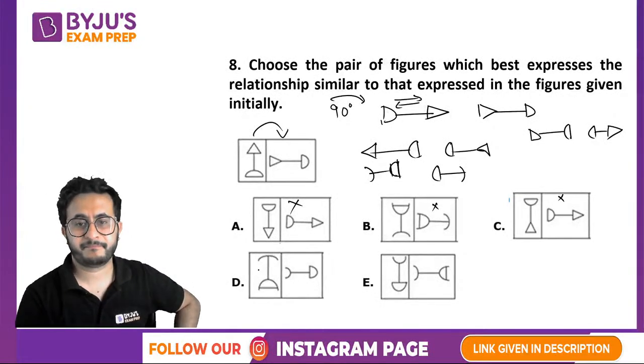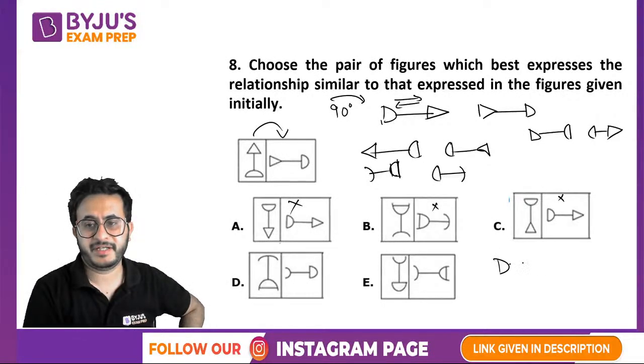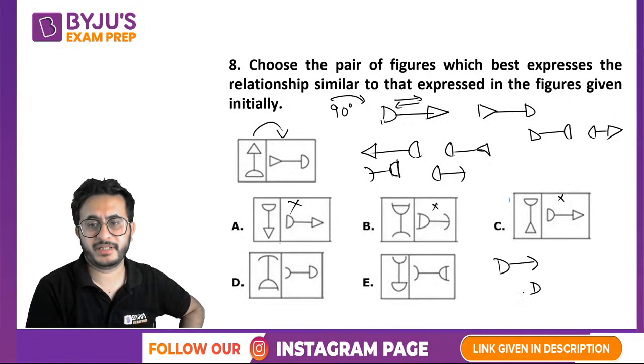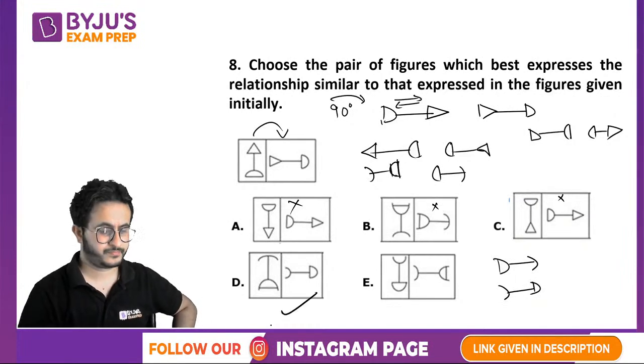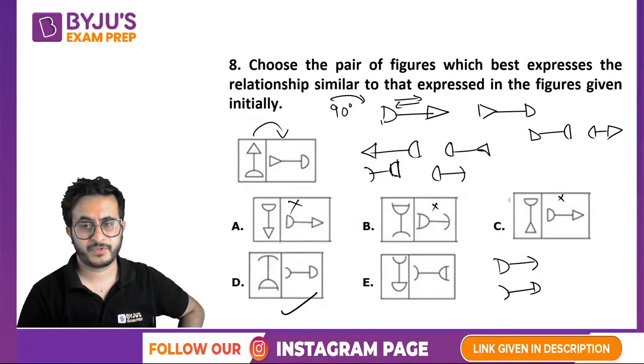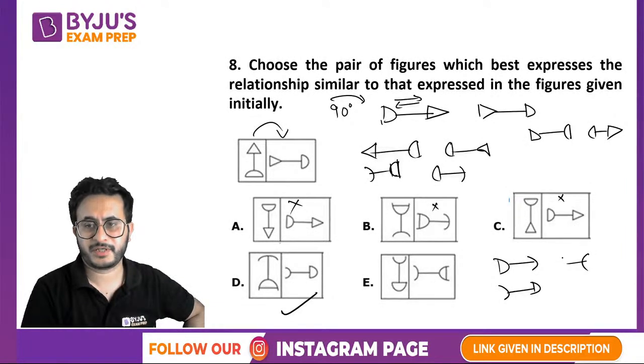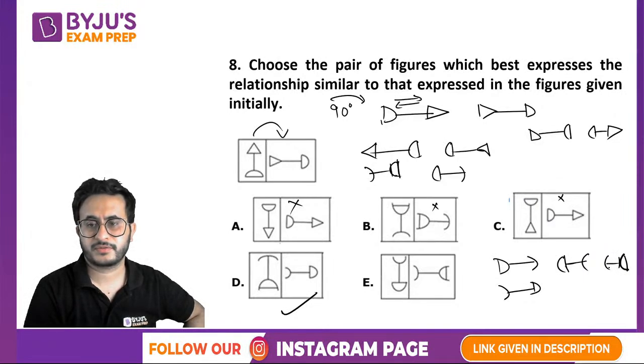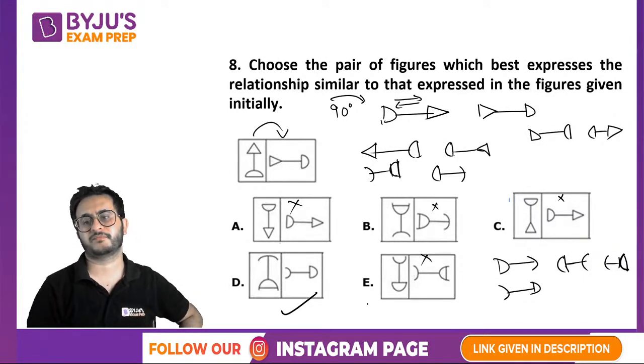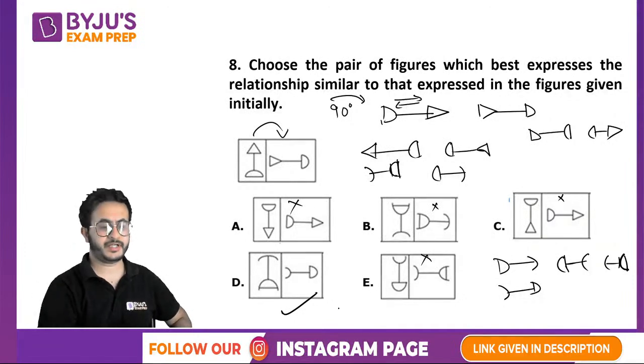Option D, if we see, after rotation, it will be D and this. And if you exchange this, it will become D and this shape. So that is correct. That should be option D ideally. Let us check option E also. Option E after rotation will become like this. And if we exchange, it should be like this, which is again incorrect. So that is option D.